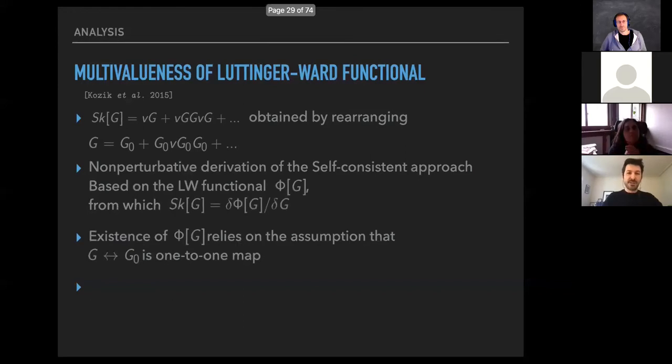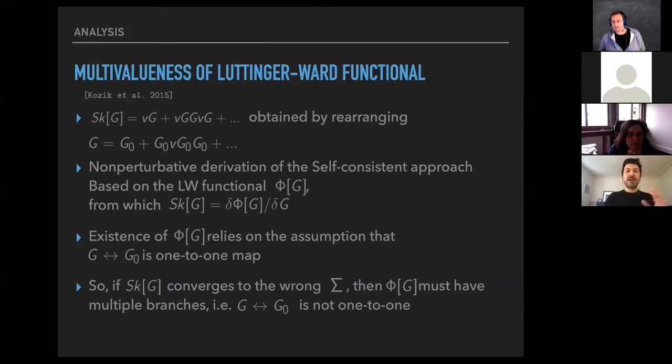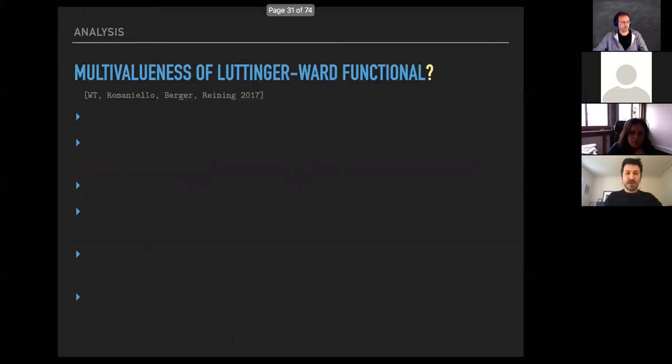I'm not going into the details of this, but the point is that the existence of the Luttinger-Ward functional relies on the one-to-one correspondence between the interacting and the non-interacting Green's functions. So the result of having a skeleton series that converges to an unphysical result, according to Kozik and collaborators, was interpreted as a failure of having a well-defined Luttinger-Ward functional, which is based on the fact that the map between interacting and non-interacting Green's function is not one-to-one. So that was their interpretation.